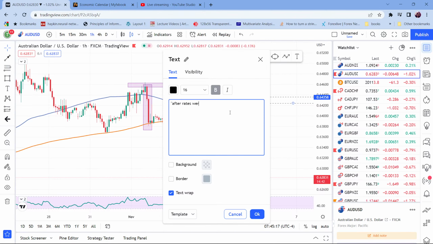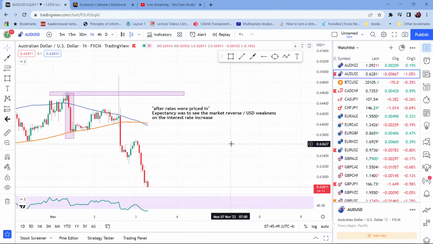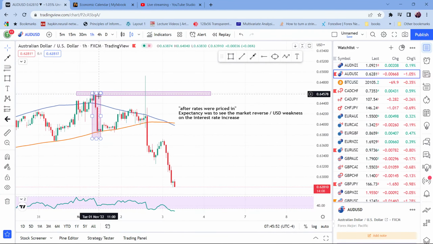After rates were priced in, the expectancy was to see the market reverse, or rather the weakness, on the interest rate increase. So this was the expectancy. So after we had that plenty of downside, the data was priced in.